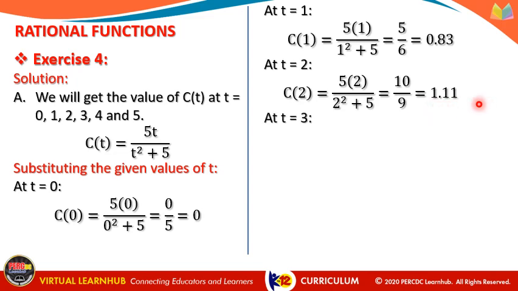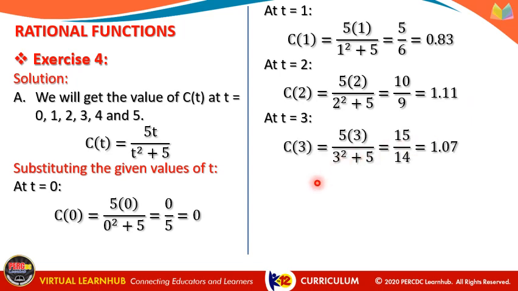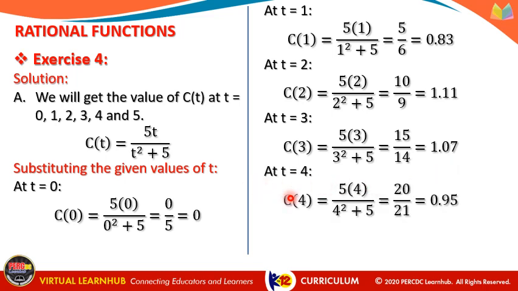At time is 3. So you'll get 5 times 3 over 3 squared plus 5, giving us 15 over 14, which is equal to 1.07. Next, substitute natin 4. At t is 4, you'll get 5 times 4 over 4 squared plus 5. So we'll get 20 over 21. Again, in decimal form, that's 0.95.